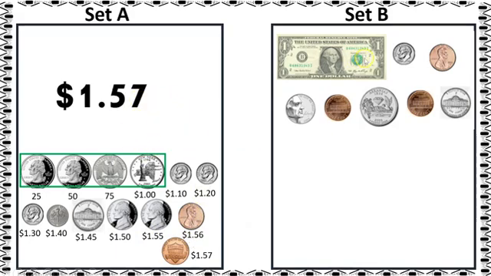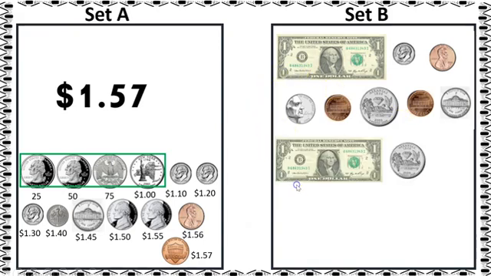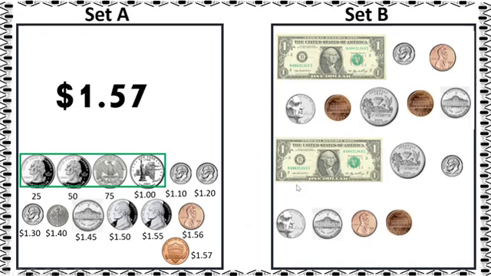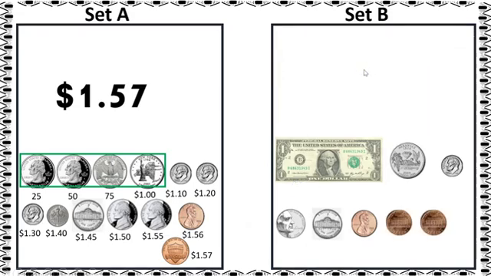Moving over to set B, I'm going to do the same thing. I need to reorganize this using those same coins. Once they're organized, I'm going to get rid of that mess up there. And I'm going to start skip counting. I have $1. Then I have a quarter, which is worth 25 cents.